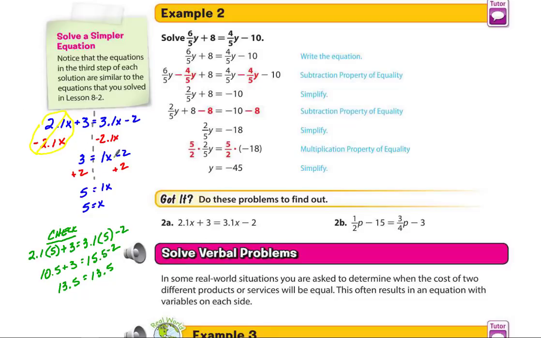My next step then was to go ahead and add 2 because I had subtract 2 here. So where my 3 equals x minus 2, add a 2 to both sides, I get 5 equals 1x, which meant 5 was the value of x. Went ahead and did the check, and it worked out to be correct.